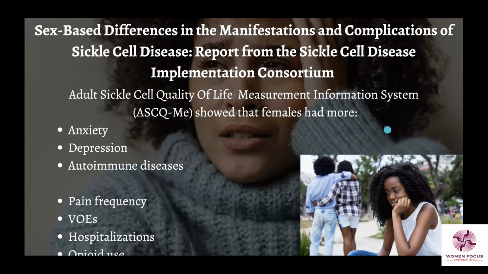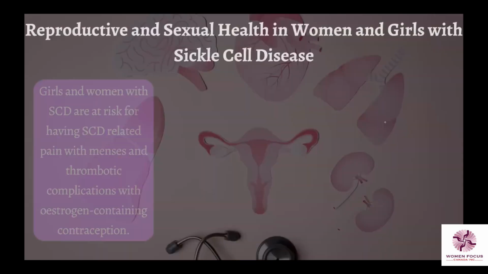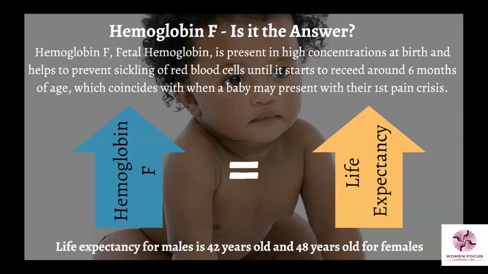I'm going to keep moving because I see the technical part took up a little bit of time. Is hemoglobin F the answer? What we have found in the literature is that women have higher levels of hemoglobin F. Hemoglobin F is one of the elements we are really looking at in research as a possibility of decreasing the concentration of hemoglobin S. And hydroxyurea, which is one of the medications you can take, has as one of its very functions to help increase hemoglobin F.